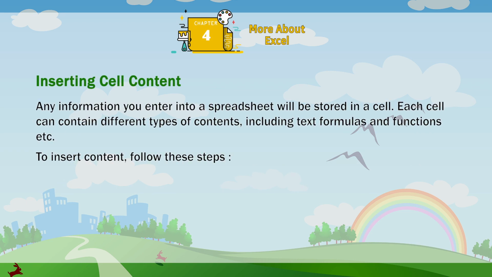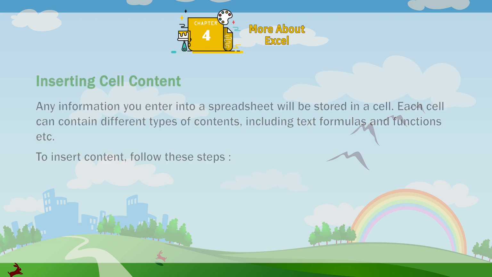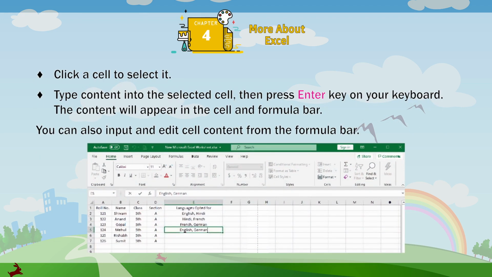Inserting cell content. Any information you enter into a spreadsheet will be stored in a cell. Each cell can contain different types of contents, including text, formulas and functions, etc. To insert content, follow these steps. Click a cell to select it. Type content into the selected cell, then press Enter key on your keyboard. The content will appear in the cell and formula bar. You can also input and edit cell content from the formula bar.